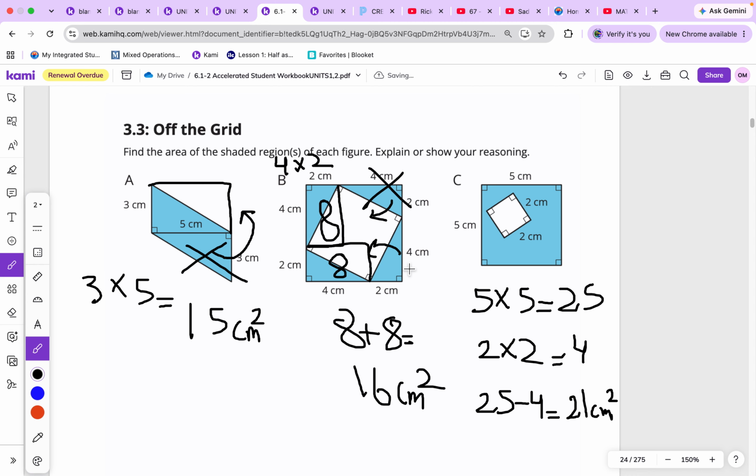All right, some strategies to find the area of the shaded region. You can decompose, rearrange, and compose again to make better shapes that you can find the areas of.